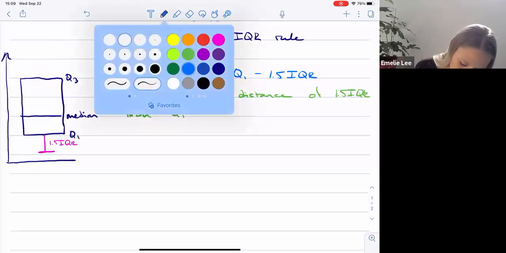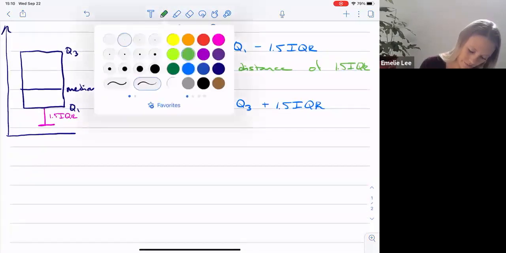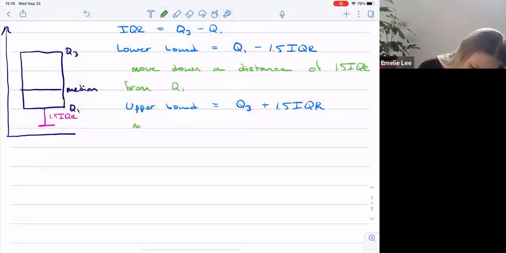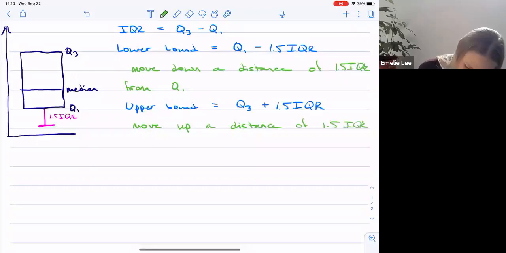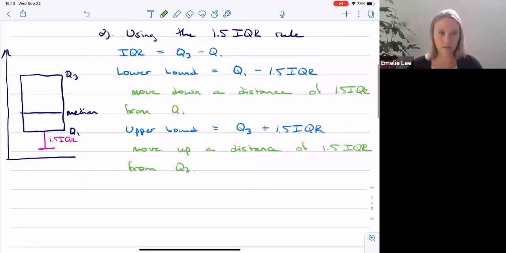Okay. So then the upper bound is Q3 plus 1.5 times the interquartile range, which really just says move up a distance of 1.5 times the interquartile range from Q3. Right, there's symmetry there.